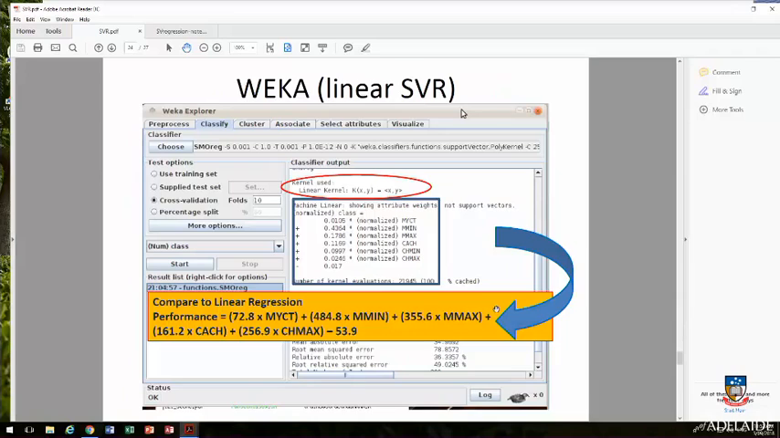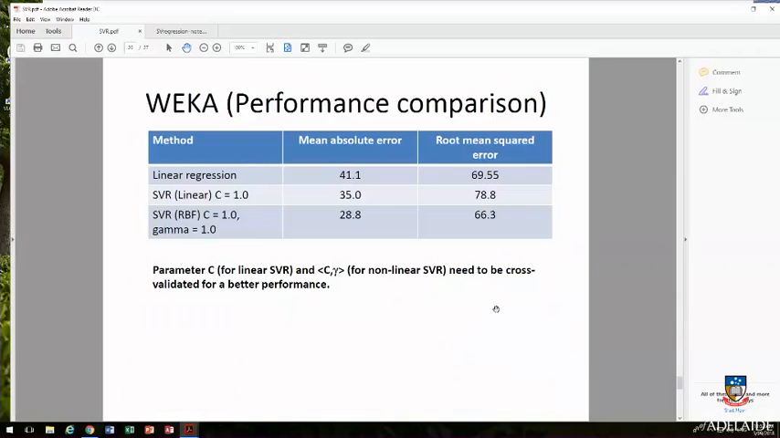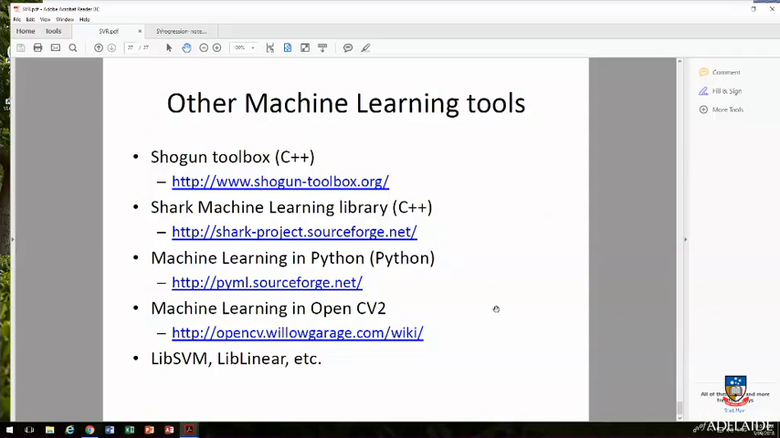Just skip the Weka. There are a few off-the-shelf tools you can use, right? Some C++, and there's another Python toolbox. And in OpenCV, there's also an implementation for support vector machines.